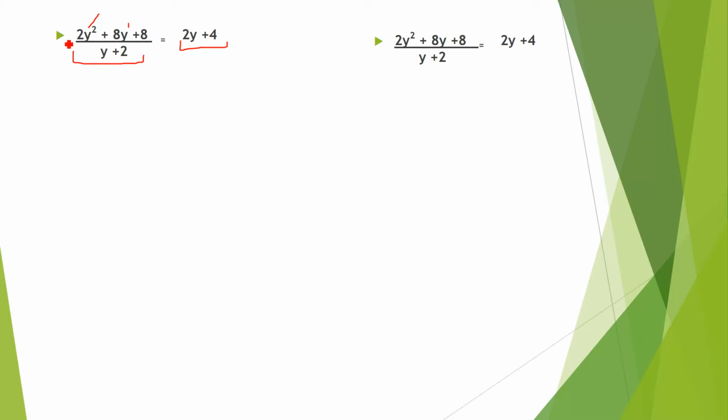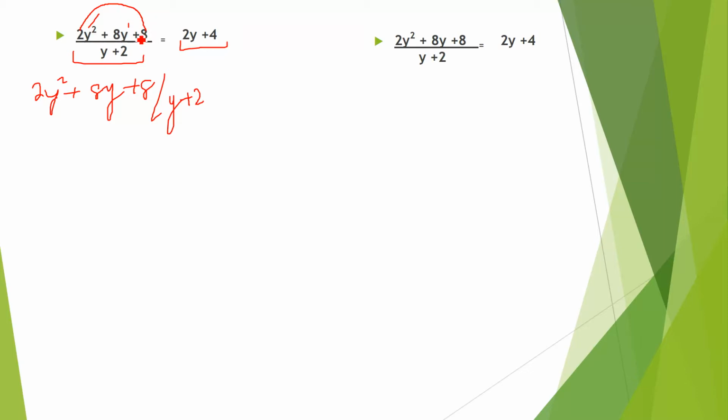First of all, we will do it with the factorization, and then the same question we will solve with the division method. So first I will write down the left hand side, 2y square plus 8y plus 8, and then divided by y plus 2. I will write it like this. This is divided by y plus 2, right? So this is the factorization method. What you have to do first is multiply the coefficient of the first term with the constant term. So it is 2 times 8, 16y square.